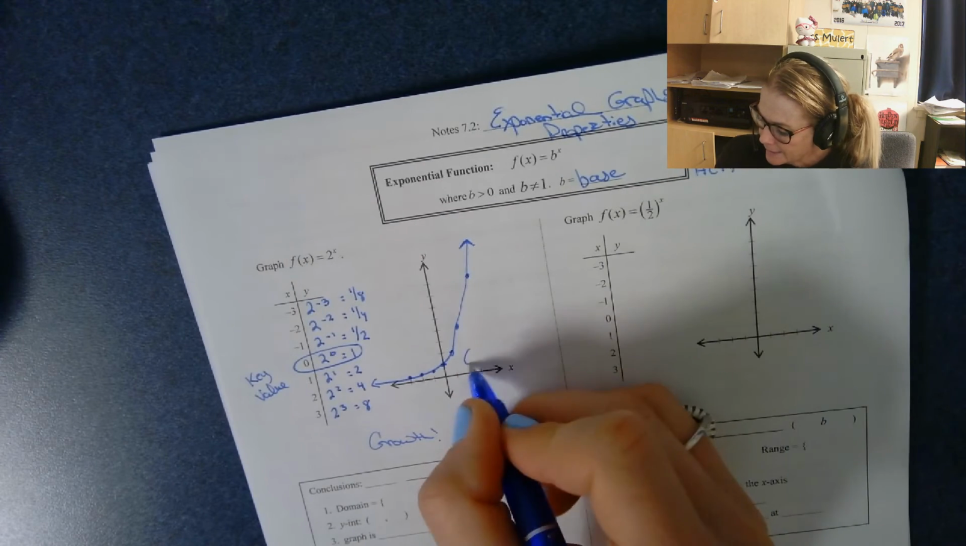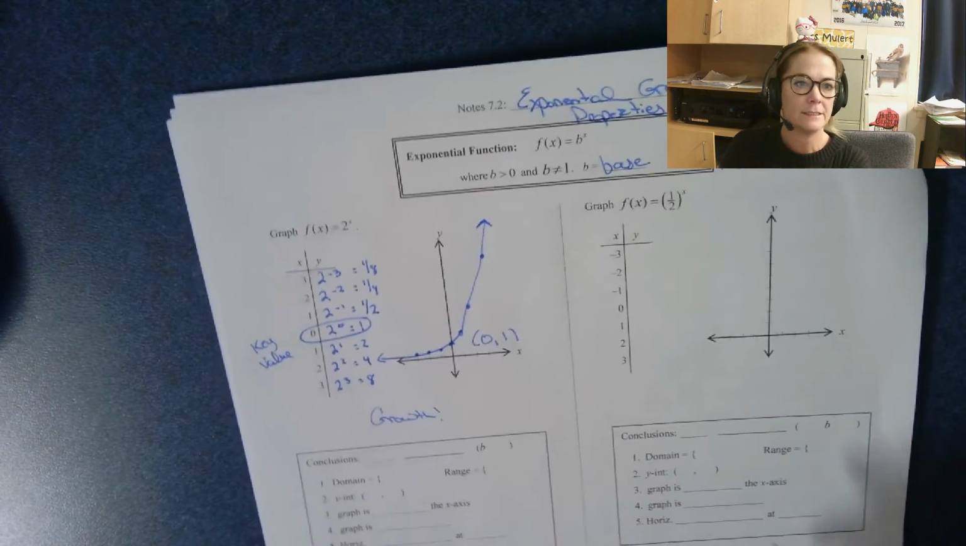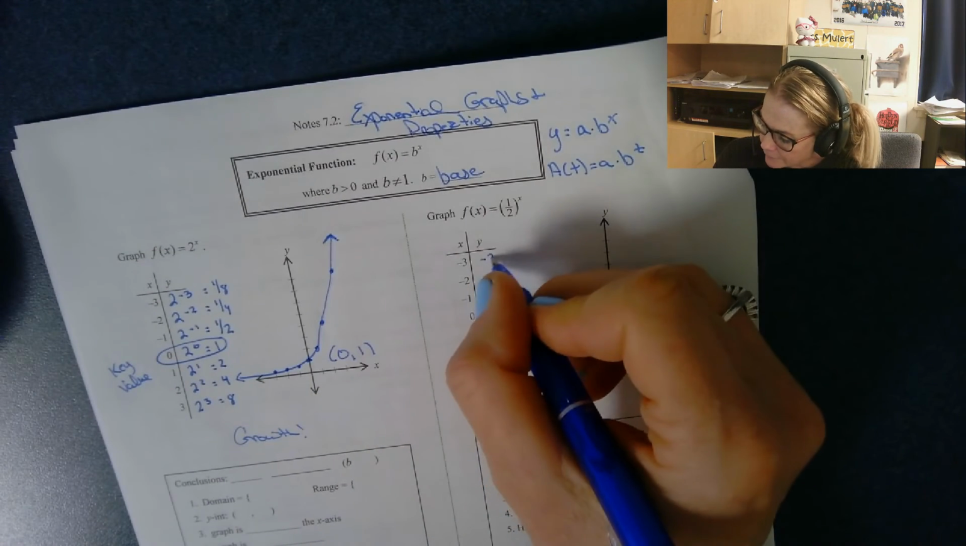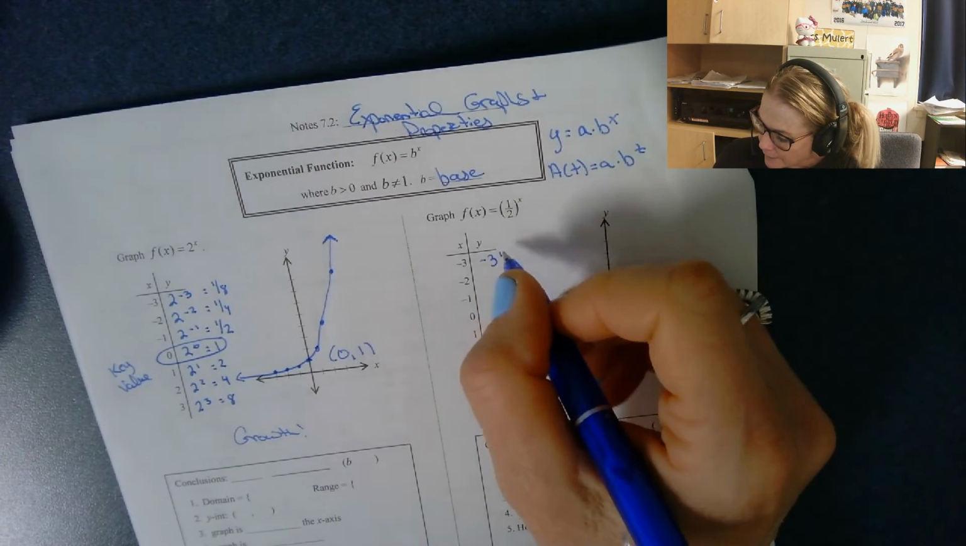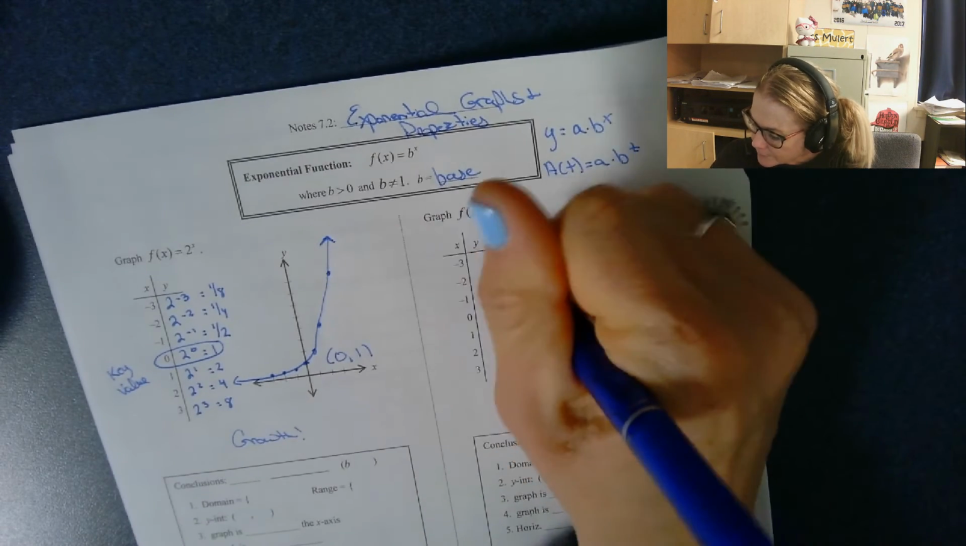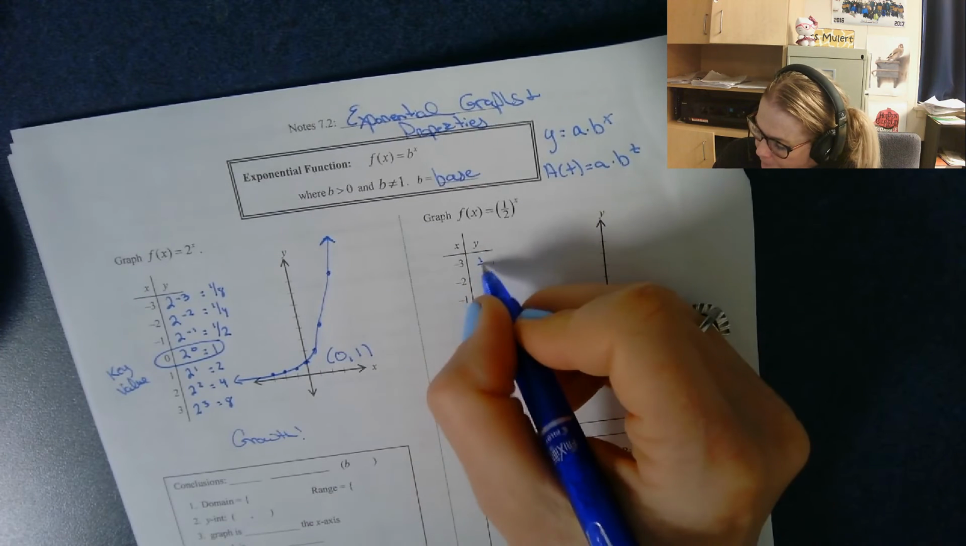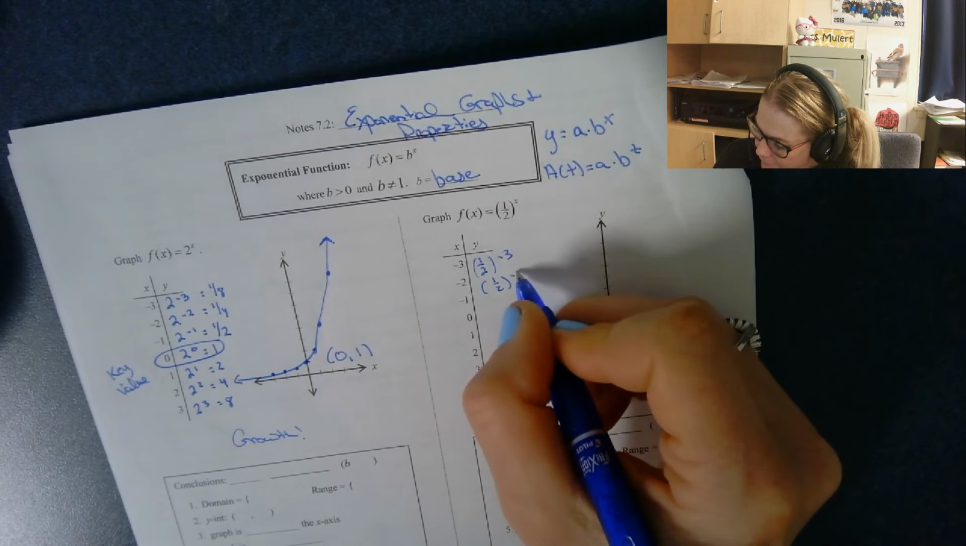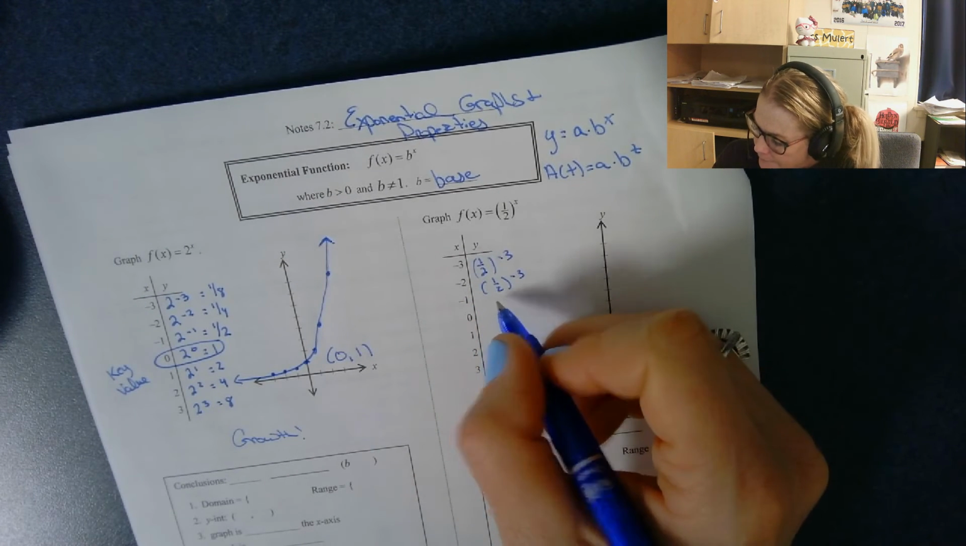All right, key value of (0, 1). Please note that key value of (0, 1). So let's go over here and look at this different base now, 1/2. That's the base, sorry. 1/2 to the negative 3, 1/2 to the negative 2.